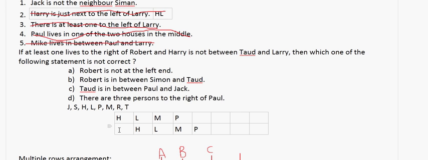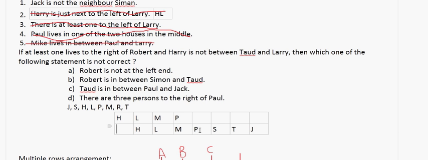So let's go to the statements and see which can be possible. Robert is not at the left. Can Robert be at the left? Yes, he can, right? So the arrangement would become something like this: J, T and S, right? Or it can be S, T and J, right? So if the arrangement is something like this, it is validating all the statements, and still Robert is at the left end. So this is possible. This is not a correct choice.